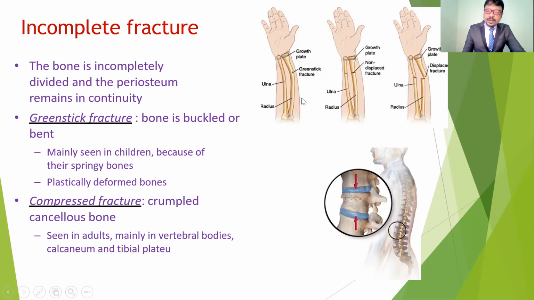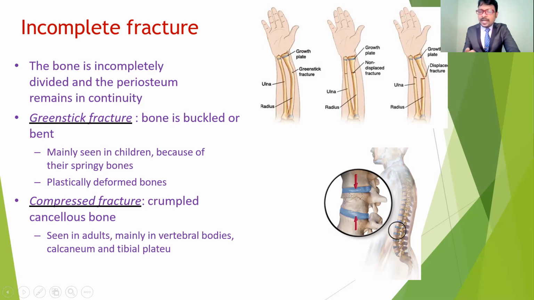If there is any abnormality in the bones, there is a chance of getting greenstick fractures, especially in children. The next one is the compressed fracture. This is crumpled or cancellous bone. Compressed fractures are caused by a compression force or an injury. This type is commonly seen in the vertebral bodies, the calcaneum, and the tibial plateau.